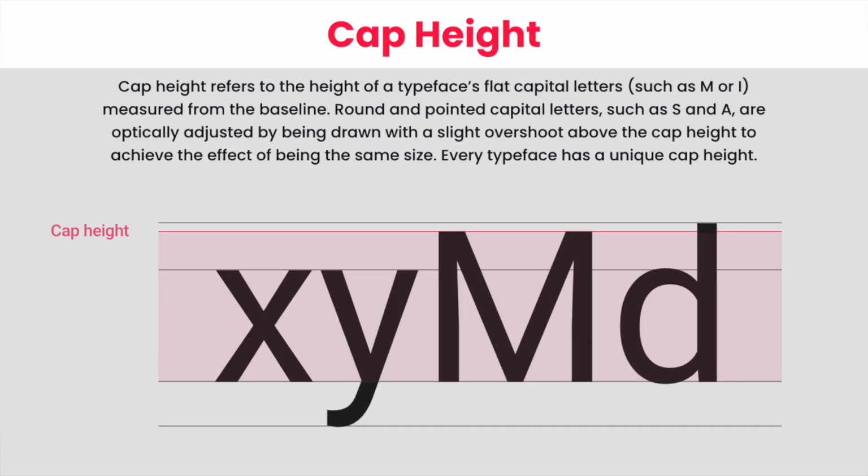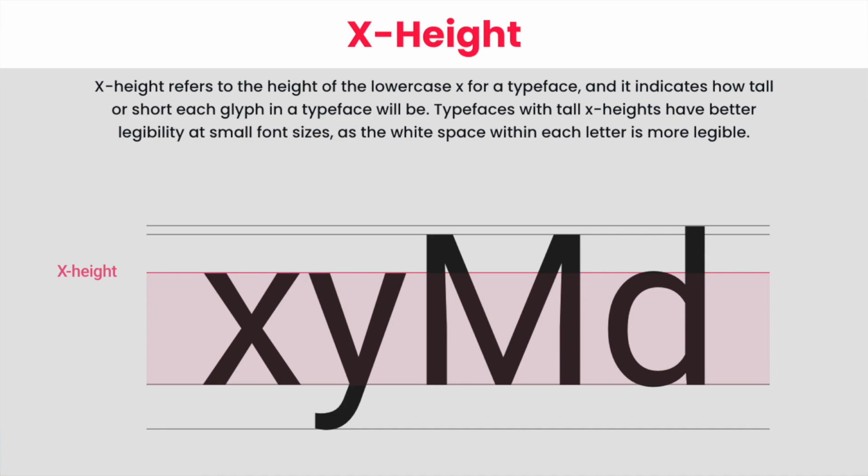Cap height. Each typeface has a different cap height, which is the height at the top of your capital letters. We call it cap height. X height is the height at the top of the small letters. We call it x height.